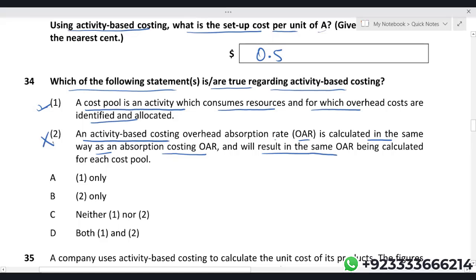Obviously, if statement number 2 is correct, then there's no need of the ABC at all. So the main objective of developing ABC is fair allocation of overheads. Even though we know that total overheads will not change, definitely allocation per product will change. So it cannot be the same. So only statement 1 is correct.